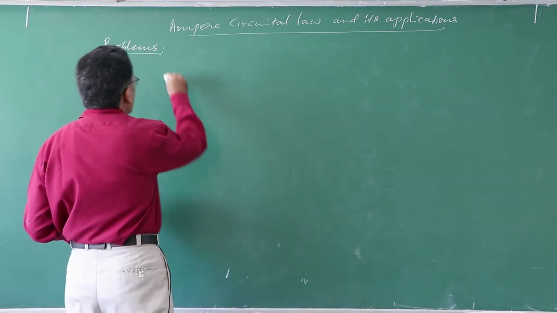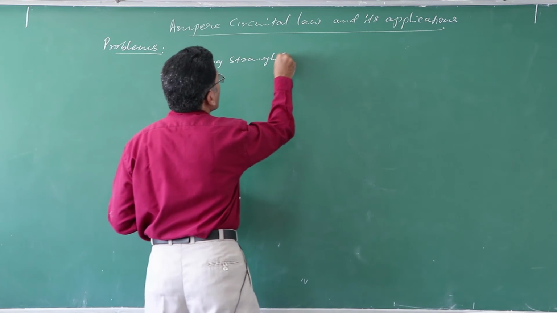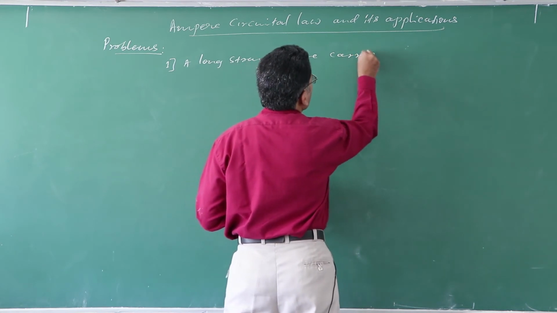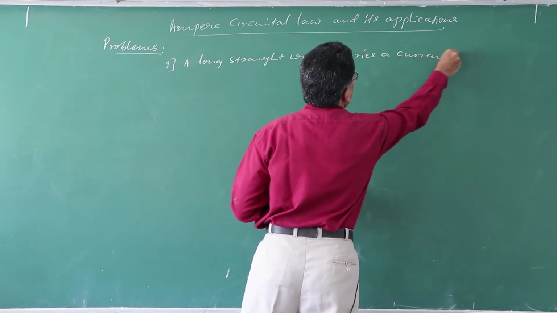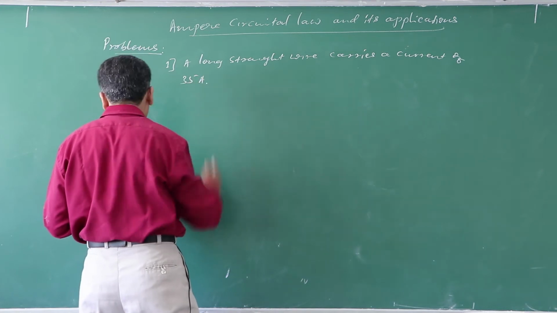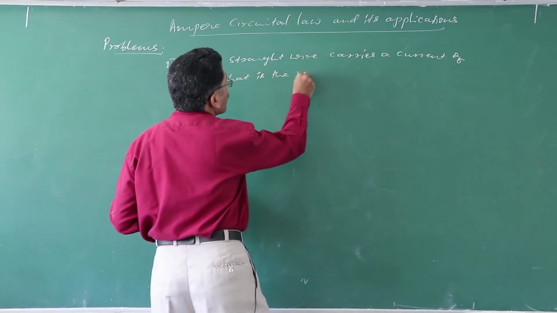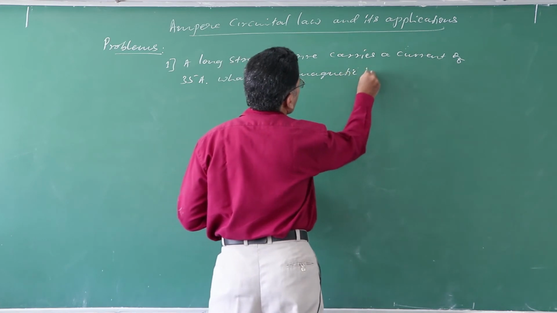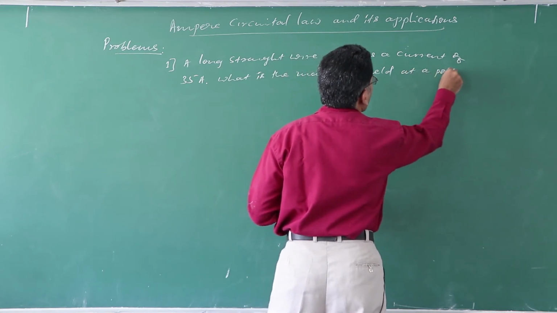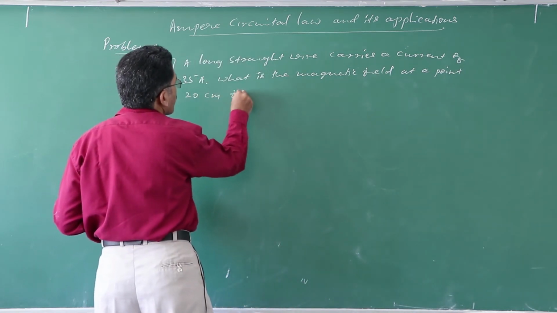Now let us solve some problems related to Ampere's circuital law. A long straight wire carries a current of 35 ampere. What is the magnetic field at a point 20 centimeter from the wire?